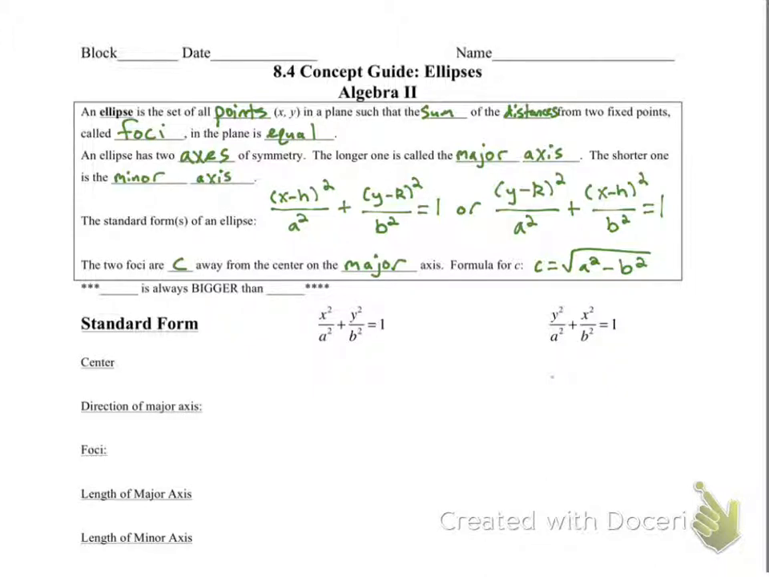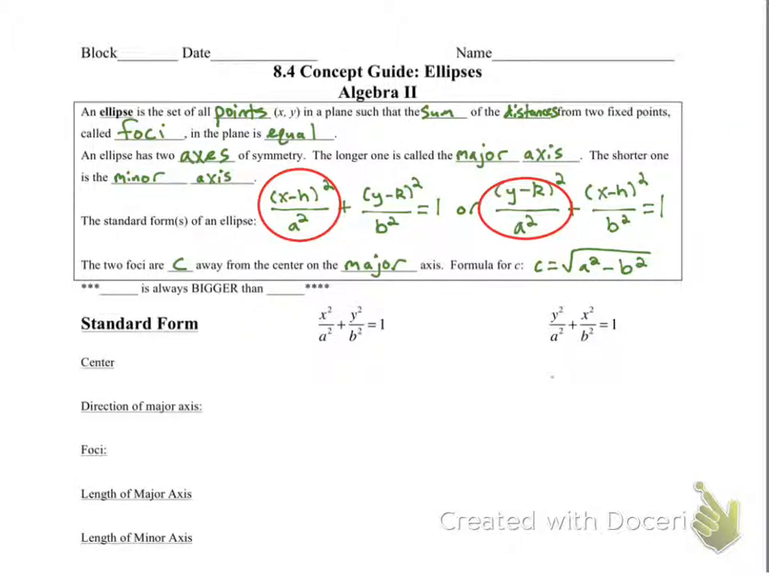So below you see two standard forms of an ellipse. You have one where x is first, one where y is first. The key there is that a squared is underneath x squared in the first one right here. We got a squared there. And here we got a squared underneath the y, okay? So the first formula, that would be a horizontal ellipse, meaning it would be wider than it is tall. The second form would be a vertical ellipse, which means it would be taller than it is wide.